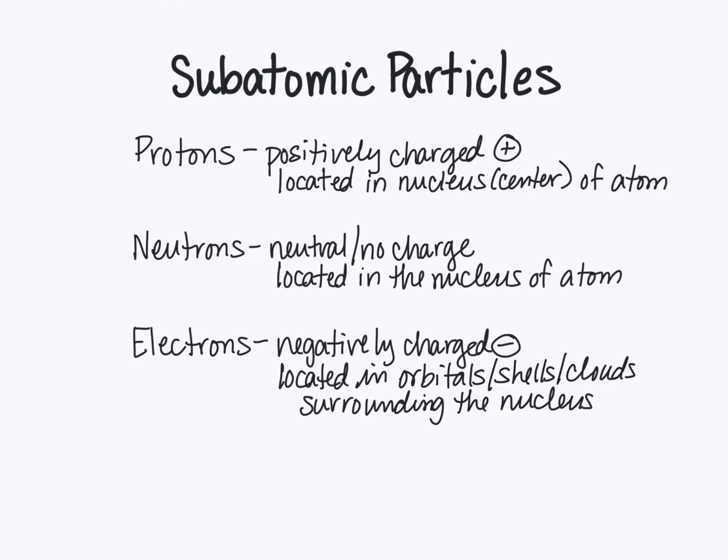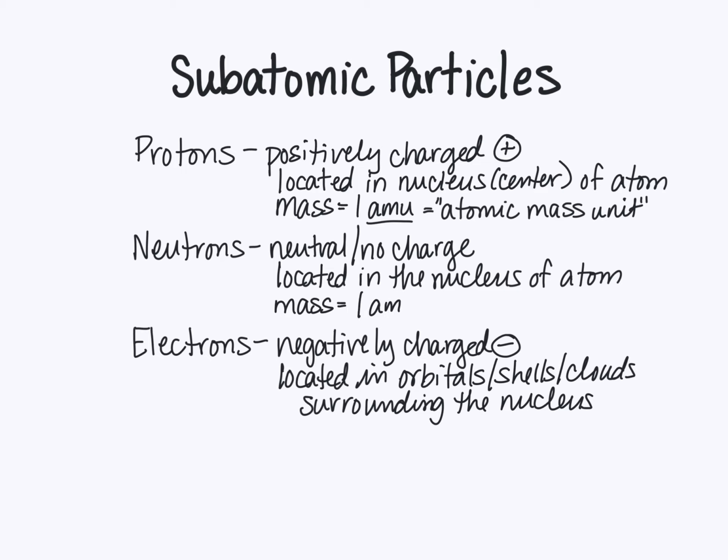Another important factor of these subatomic particles is their mass. Protons have a mass equal to 1 AMU, and AMU stands for atomic mass unit. Neutrons also have a mass of 1 AMU. But electrons have a mass that is negligible, so we essentially consider it as 0. So the mass is 0 atomic mass units.